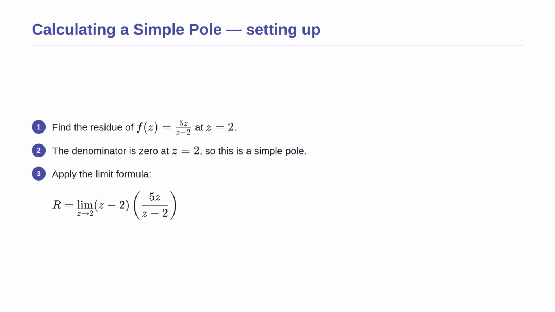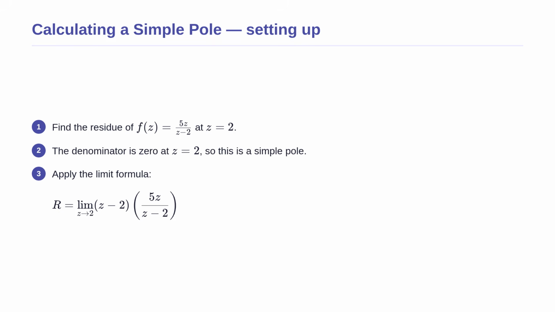Before we move on, let us see this with a concrete example. We are asked to find the residue of the function f of z equals 5z divided by z minus 2, specifically at the point z equals 2. First, we look at the denominator. When z is exactly 2, the denominator becomes 0, which means the function blows up. Because the z minus 2 term is not squared or cubed, we know this is a simple pole. Therefore, we choose our simple pole limit formula.